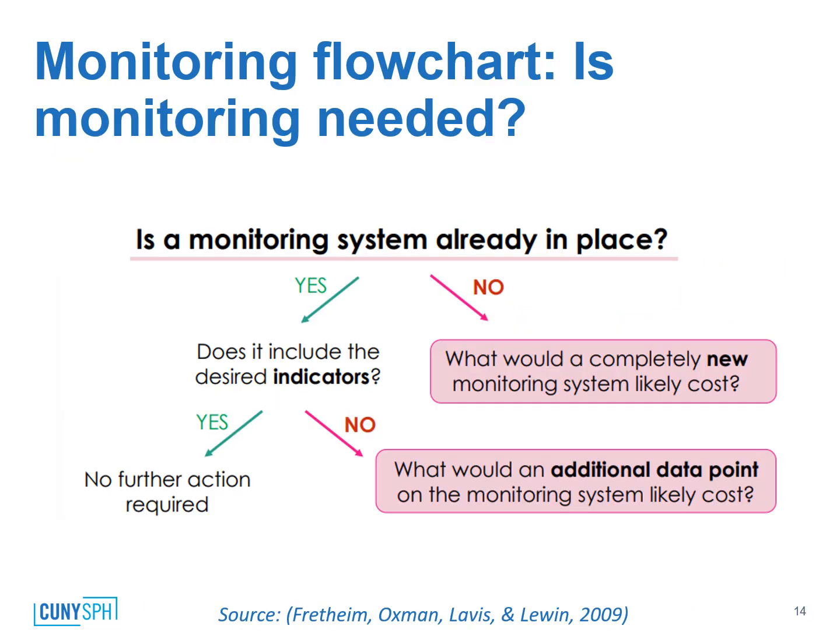This flowchart provides a structured way to decide whether additional monitoring efforts are necessary. First, we ask whether a monitoring system is already in place. If yes, the next question is whether it captures the specific indicators relevant to the policy. If it does, no further action is needed. If not, we must assess the cost of adding new indicators, or if no system exists, the cost and feasibility of establishing one. This simple decision tree emphasizes that monitoring has opportunity costs, and policymakers must balance informational needs with available resources.